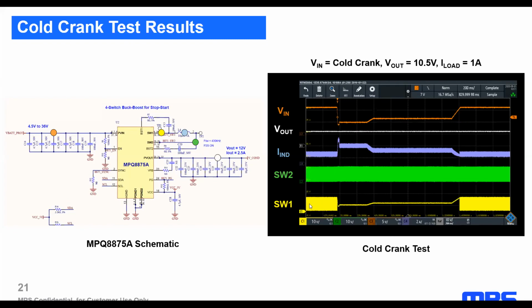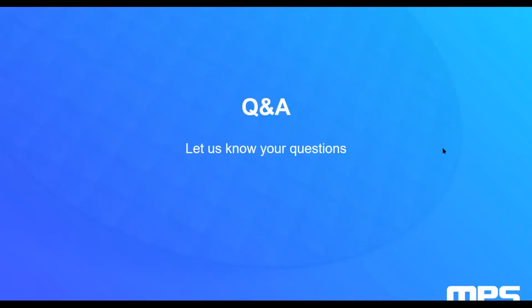In this case, switch node 1, which is the buck switch node, is switching, and once it enters cold crank, it stops switching. So the IC will start working in boost mode, and then will return to buck-boost mode, because as the input voltage was 11 volts and the output voltage was 10.5 volts, the IC will work in buck-boost mode. That's all. If there's any question.